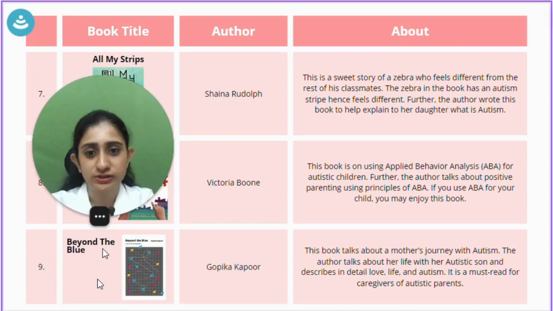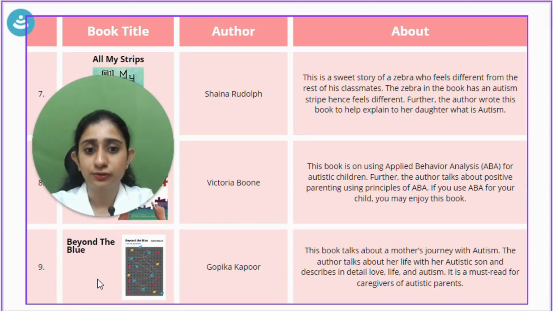The next book is called Beyond the Blue by Gopika Kapoor. This book talks about a mother's journey with autism. The author talks about her life with her autistic son and describes in detail love, life, and autism. It is a must-read for caregivers of autistic children.